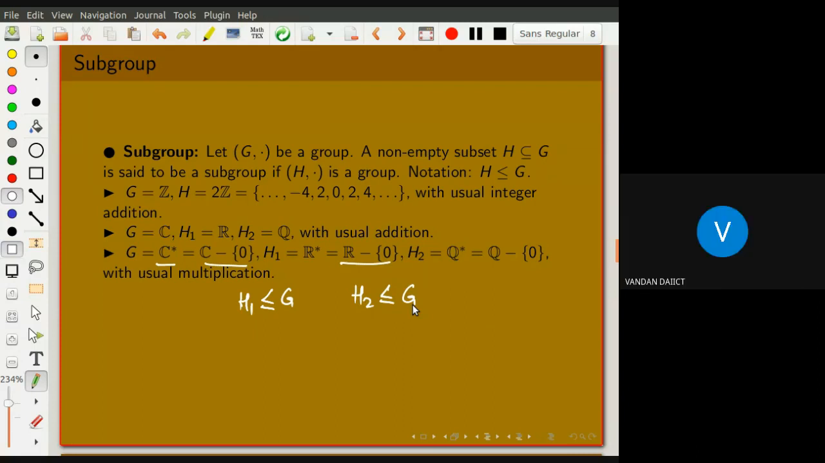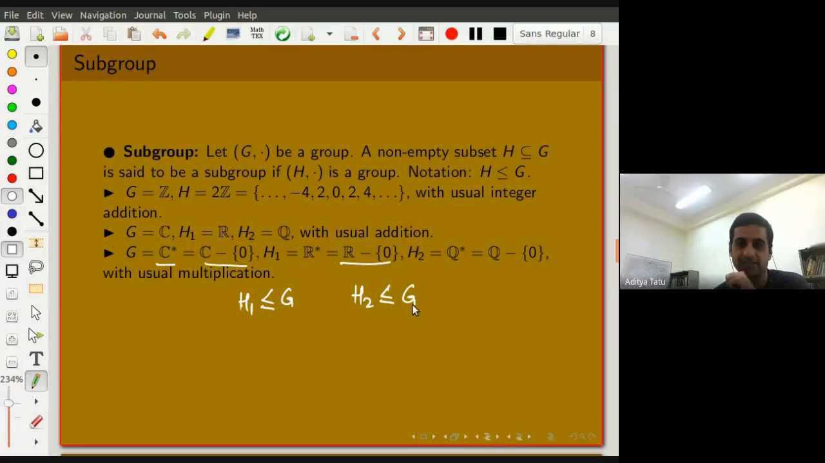Sir, here H2 is also a subgroup of H1. Yes, H2 is also a subgroup of H1, if we consider H1 as a group in itself. Yes, that's true.